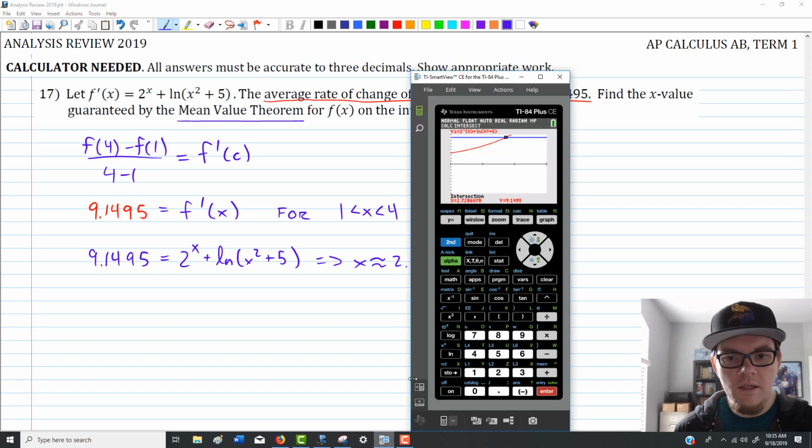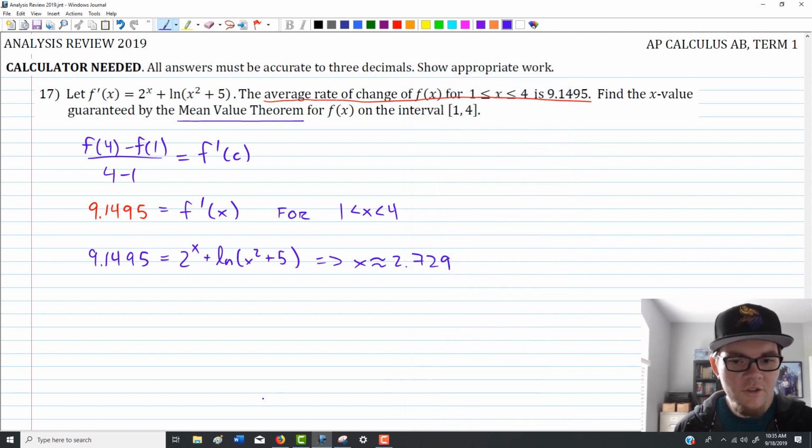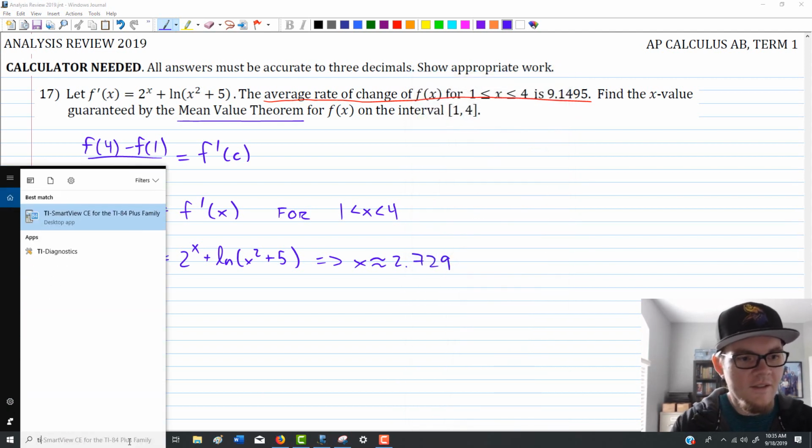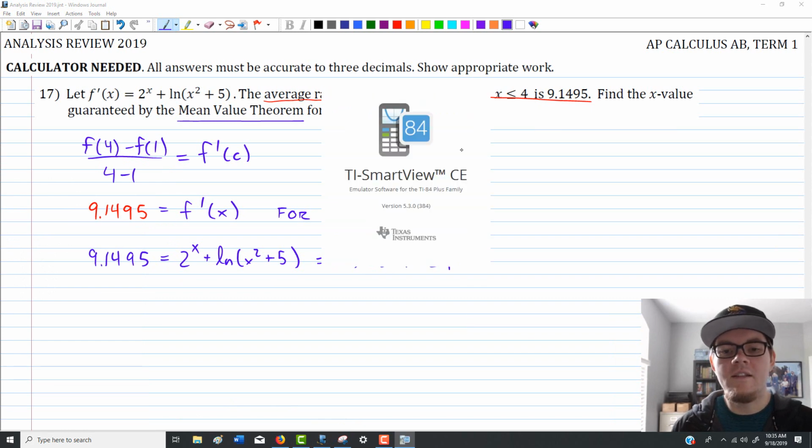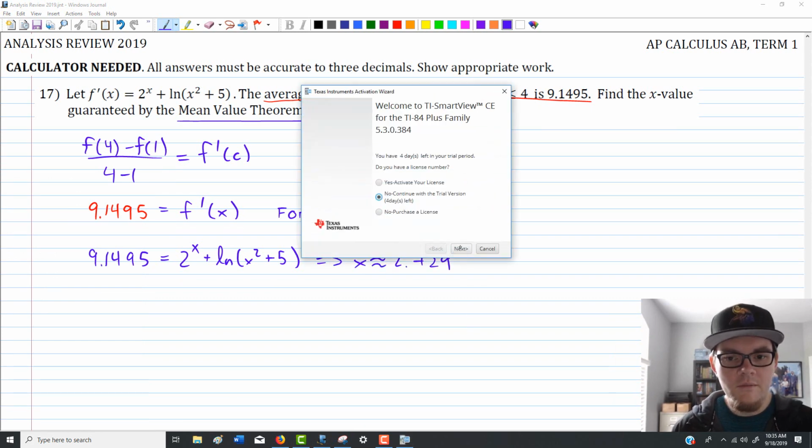Let me make sure that was right. Try to make this bigger. No, I closed it. Shoot. This is gonna make it hard. Well, I guess it doesn't use up my window or my stuff. Pretty sure we found the right value.